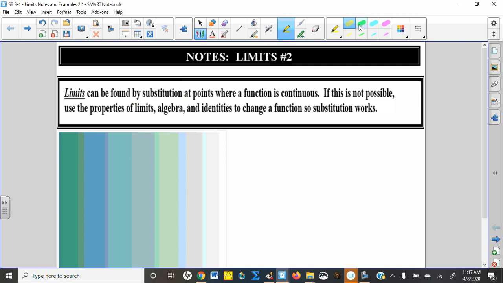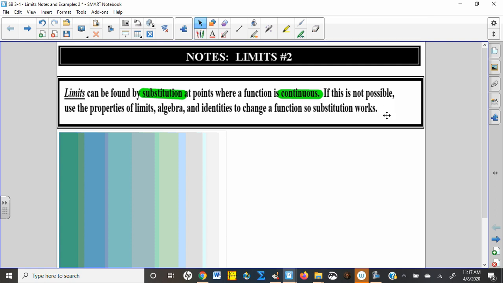Continuity is a fantastically convenient thing in mathematics and calculus specifically. The question of today is, what if your function is not continuous? Can you still find limits at those locations when substitution is not a viable way of doing it?